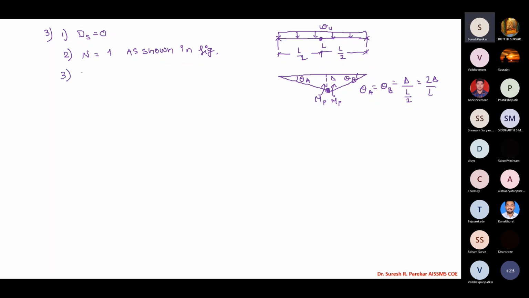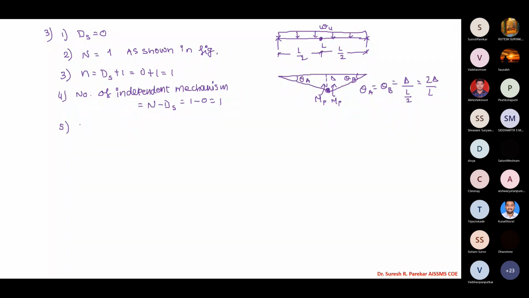Third, we have small n. ds plus 1 is equal to 0 plus 1 is equal to 1. Number of independent mechanisms is equal to n minus ds, 1 minus 0 equal to 1. Fifth, we have plastic moment.